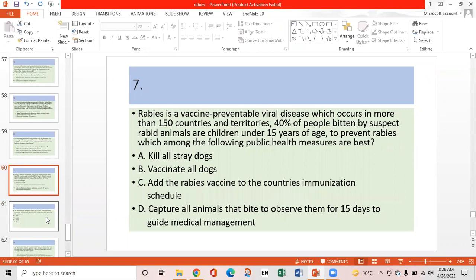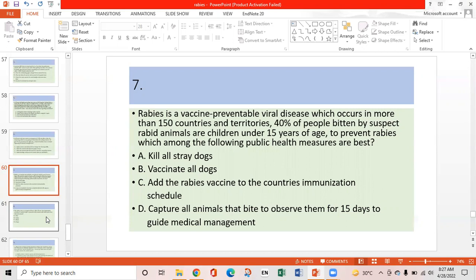Seventh MCQ. Rabies is a vaccine preventable viral disease which occurs in more than 150 countries and territories. 40% of the people bitten by a suspect rabid animal are children under 15 years of age. To prevent rabies, which among the following public health measures is best? Option A, kill all stray dogs. Option B, vaccinate all dogs. Option C, add rabies vaccine to the country's immunization schedule. And option D, capture all animals that bite to observe them for 15 days to guide medical management.